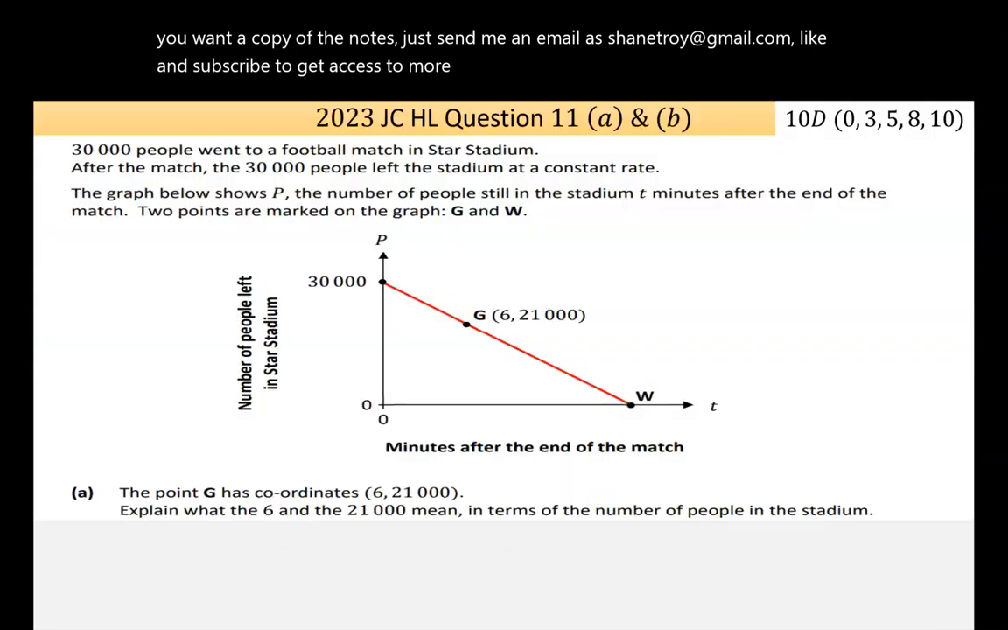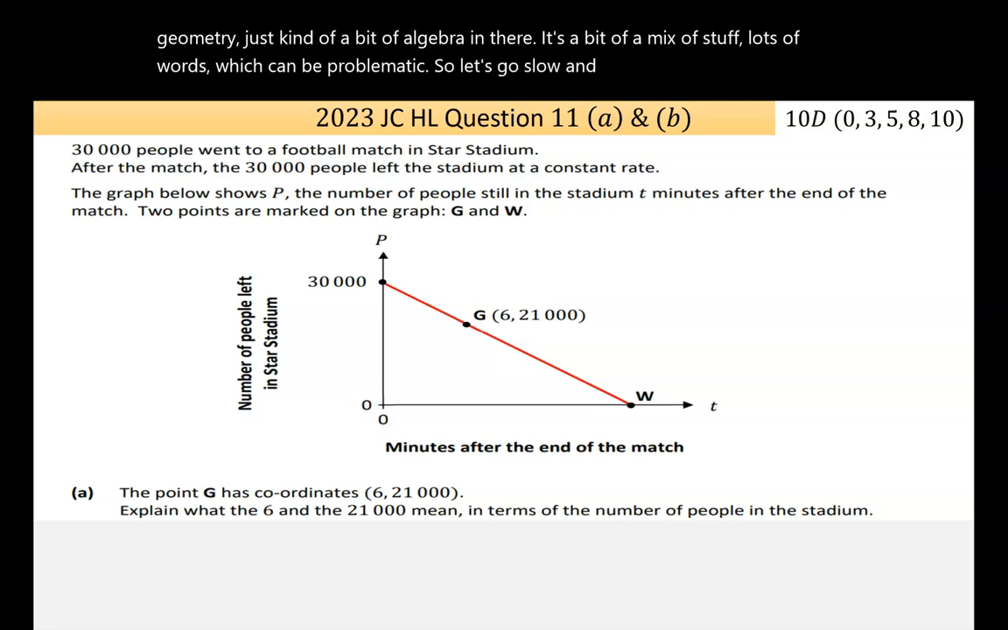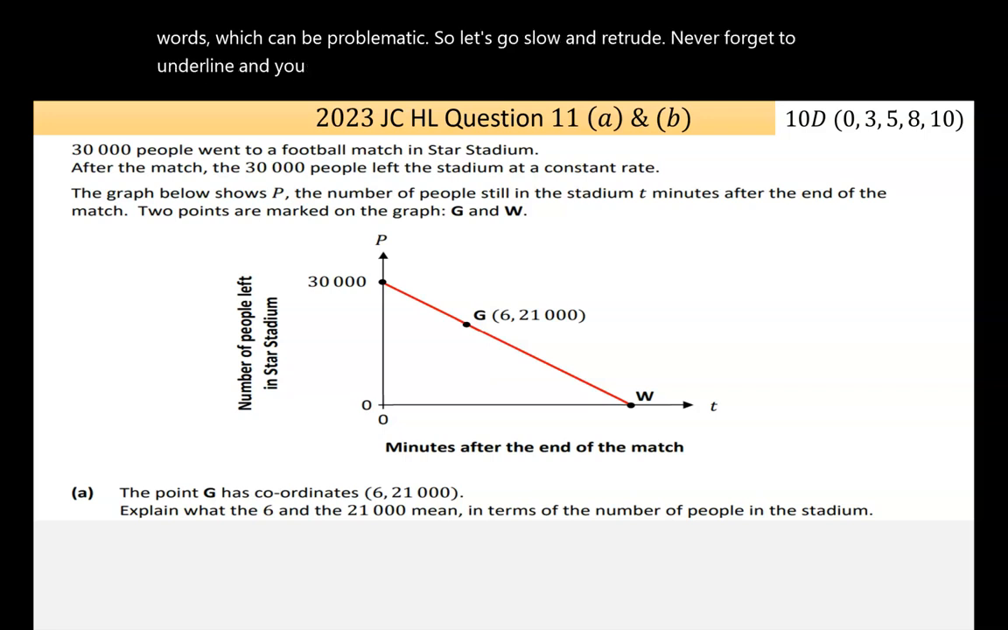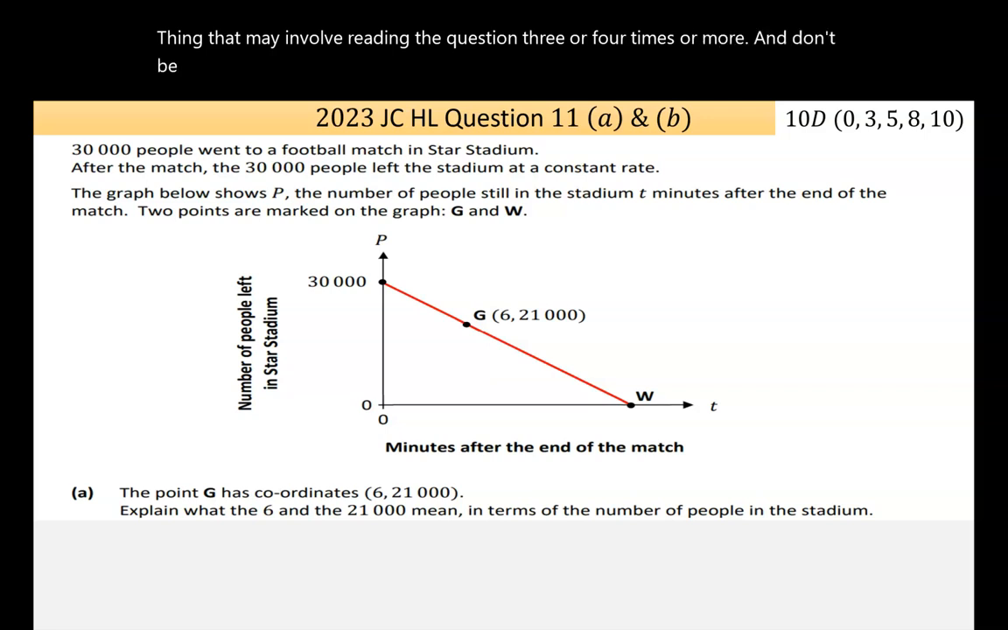So question 11 is kind of coordinate geometry, just a bit of algebra in there. It's a bit of a mix of stuff, lots of words, which can be problematic. So let's go slow and read through it. Never forget to underline anything you think is important, to get a good understanding of what the question is saying. That may involve reading the question 3 or 4 times or more, and don't be embarrassed. The many times I make errors are because I read the question too fast.